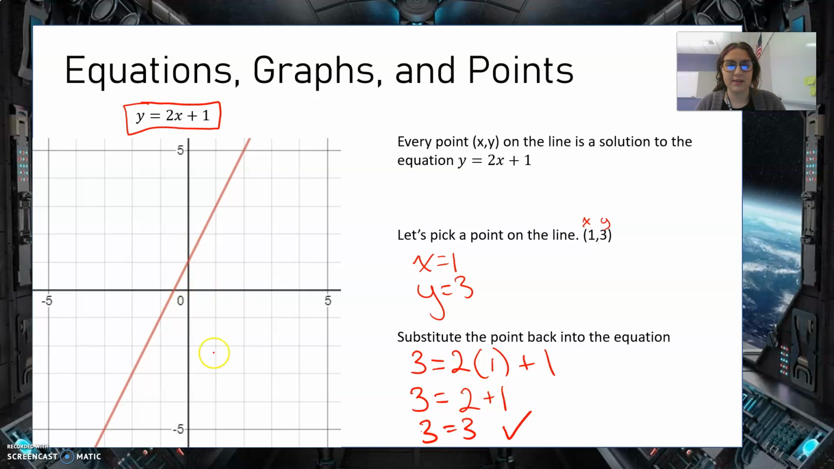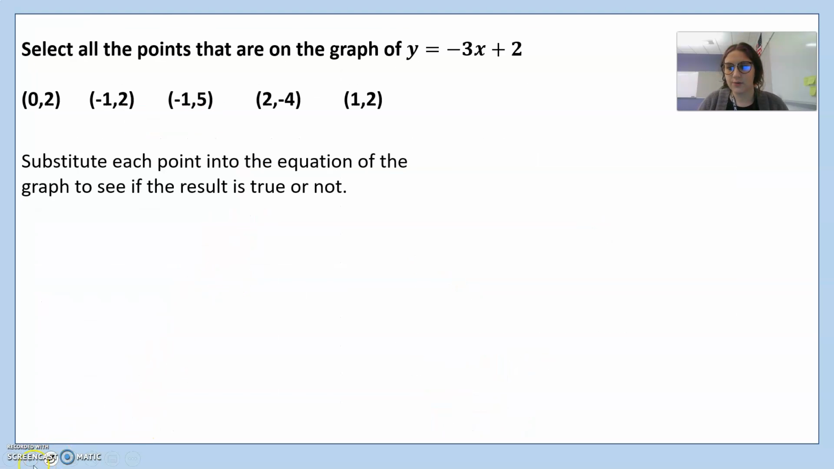So we're good. This point does lie on the line. So the point over 1 up 3 right here is on the line of this graph. So it is a solution. Let's do a bigger example.